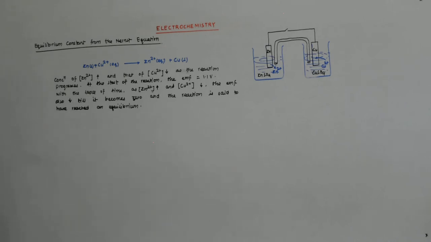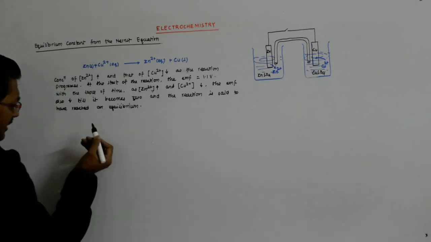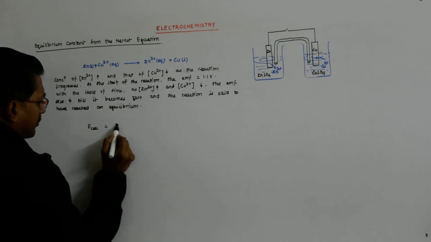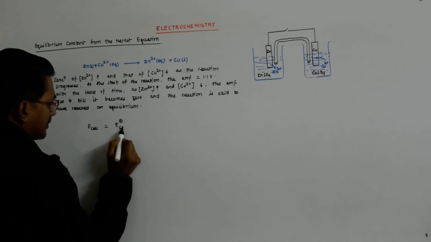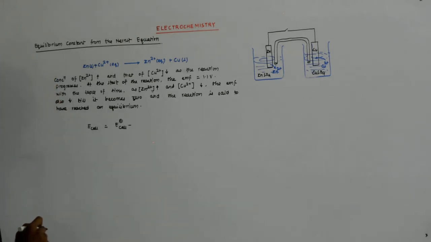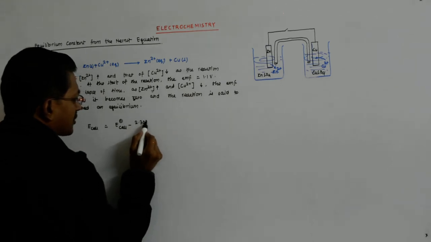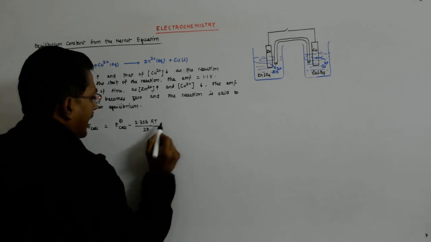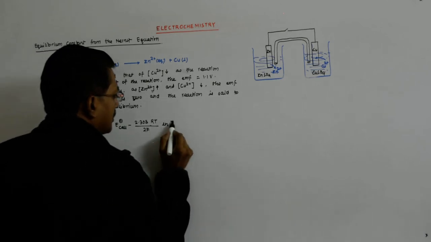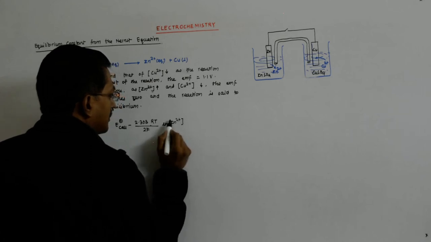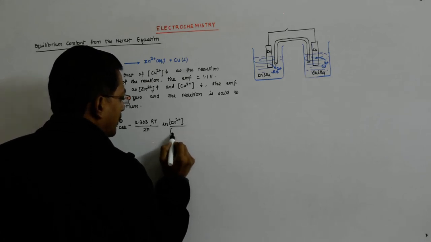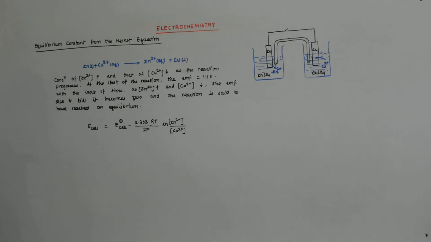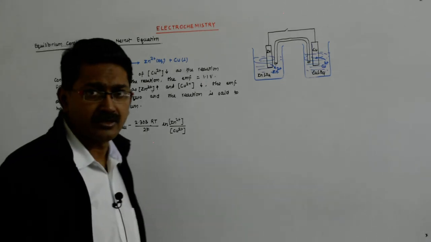Now let us try to understand. We write the Nernst equation. So E cell is equal to E naught cell minus 2.303 RT upon 2F log Zn 2 plus upon Cu2 plus. This is what my equation was, right? This is my Nernst equation.